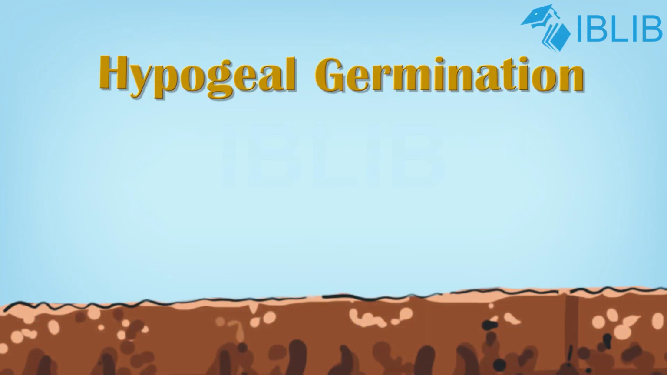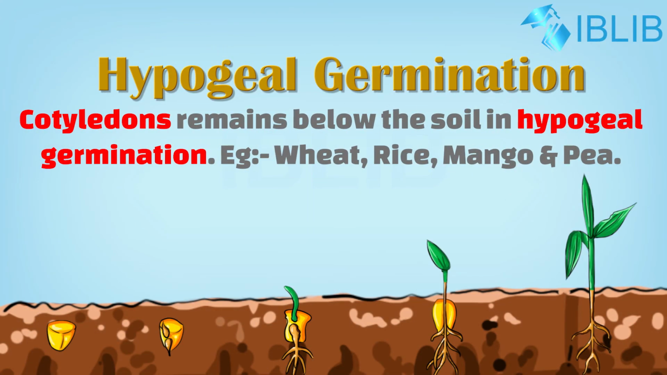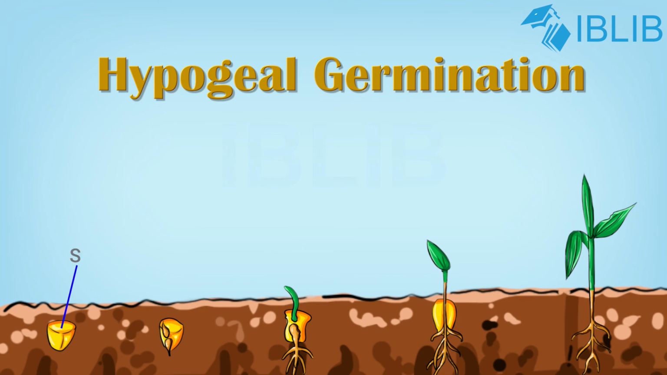Hypogeal germination. In hypogeal germination, the cotyledons remain below the soil and the plumule comes out to form the new leaves. This type of germination is mostly seen in monocot seeds such as wheat, rice, and maize, and in some dicot plants such as mango, gram, and peach. In hypogeal germination, the seed absorbs the water and swells up. The radicle grows downward to form the root system. The epicotyl elongates and takes the plumule out of the soil.